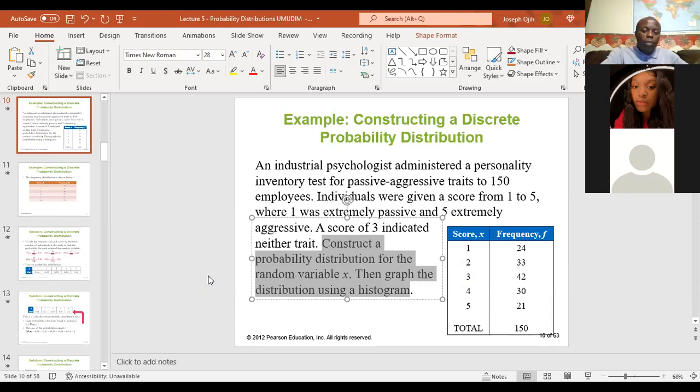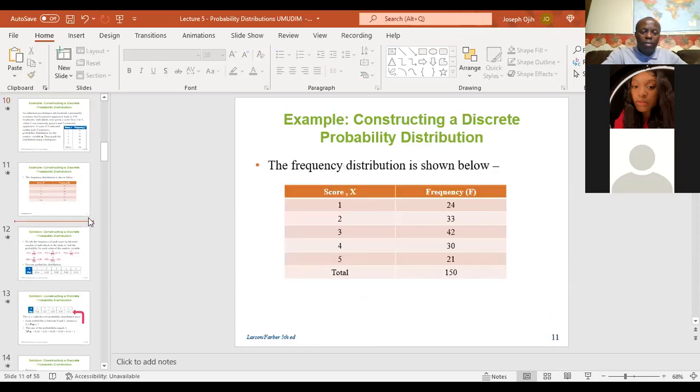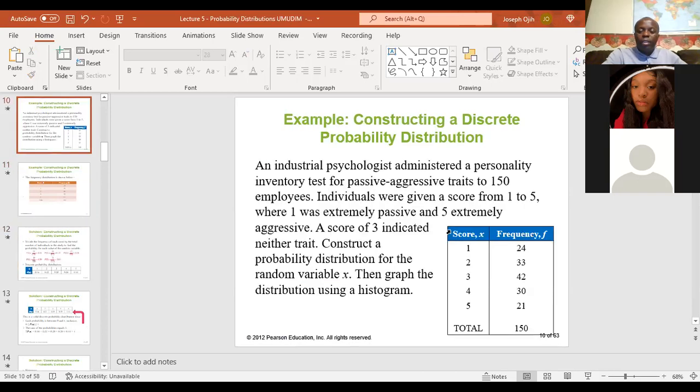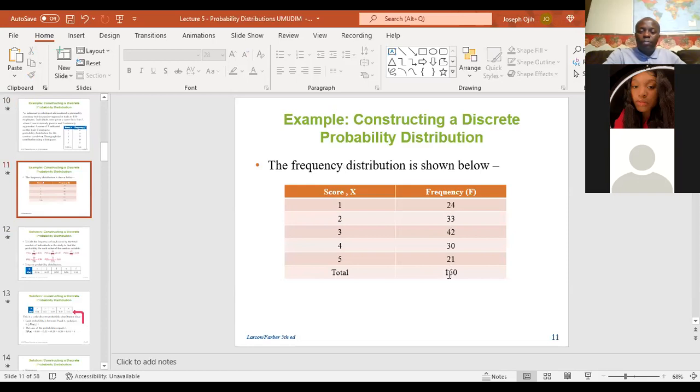So to construct it, then graph it. We are given the score and the corresponding frequency, as you can see from here. When you add all of them together, you get 150. The next thing is to get the individual probabilities. So let me write this down and then we do it together. The score X, then the probability of the scores.